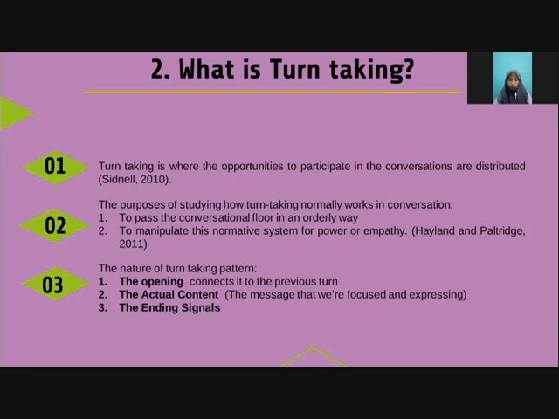And also, the pattern for the natural conversation and what happened in the classroom is different. Okay, let's find out what the difference is between the pattern in the natural conversation and the pattern in the classroom context.